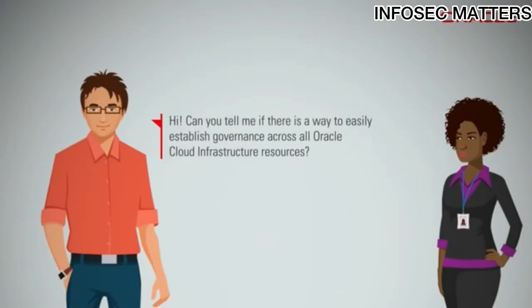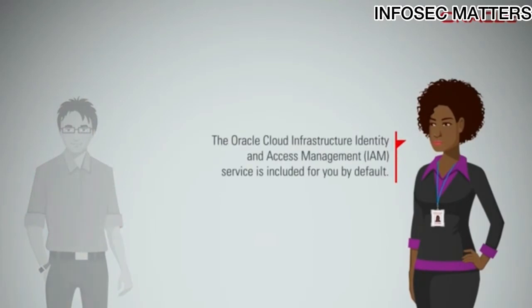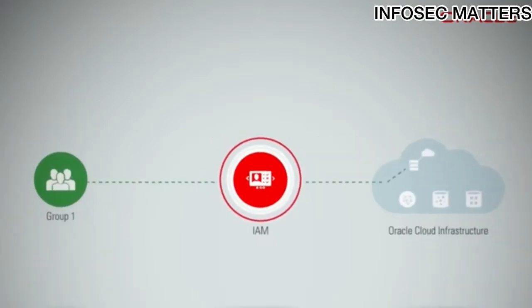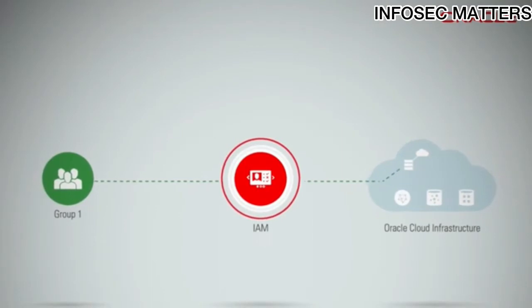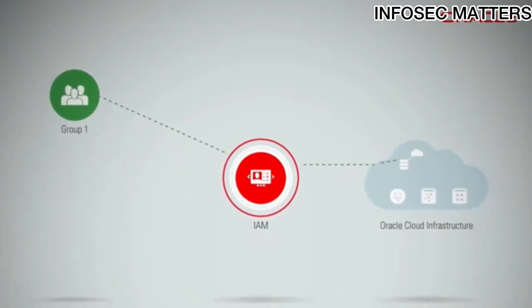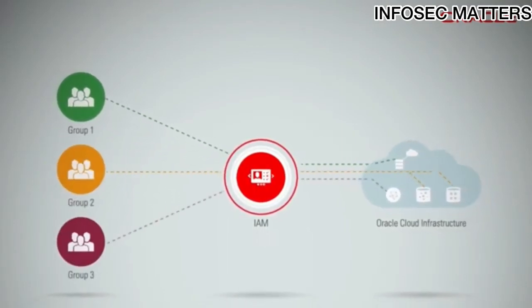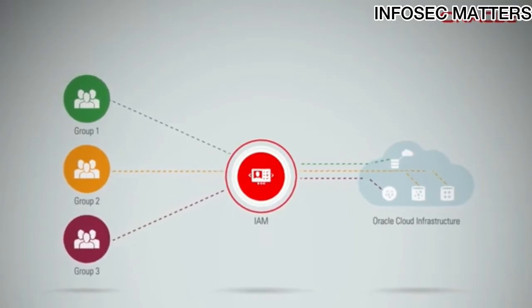Hi, can you tell me if there is a way to easily establish governance across all Oracle Cloud Infrastructure resources? The Oracle Cloud Infrastructure Identity and Access Management, IAM service, is included for you by default. It lets you control who has access to your cloud resources. You can control what type of access a group of users have and to which specific resources.